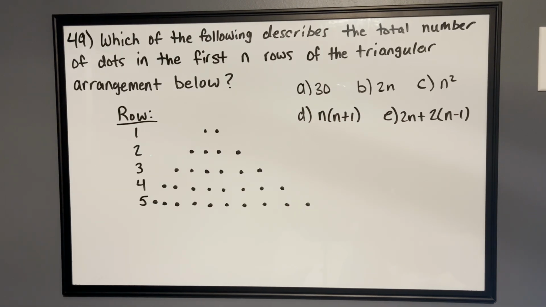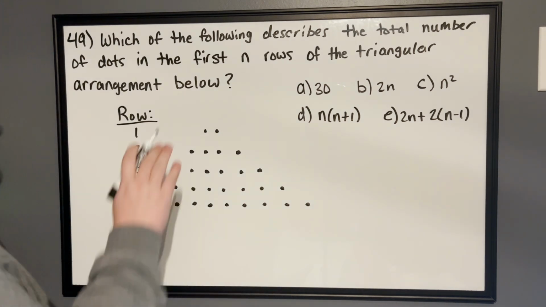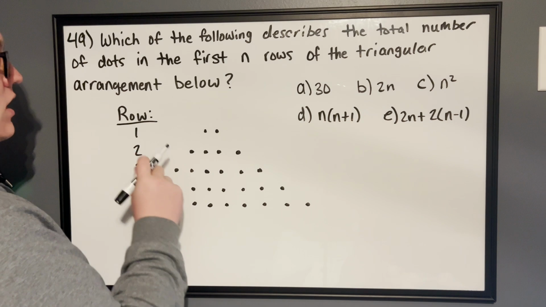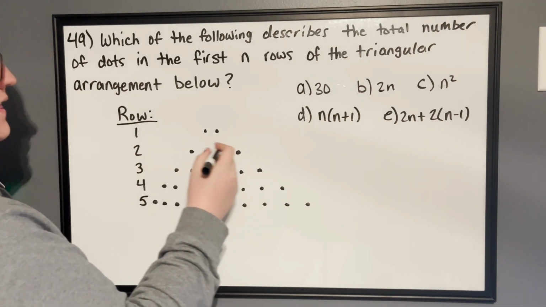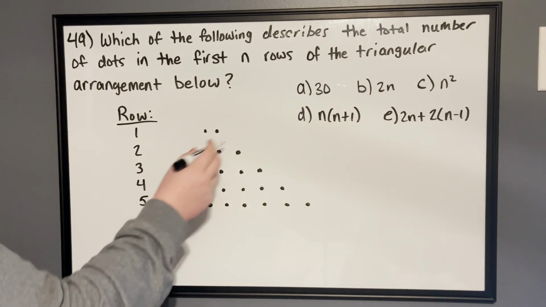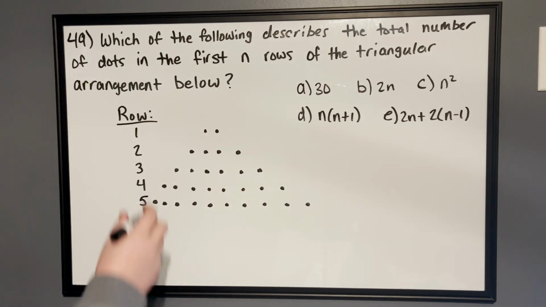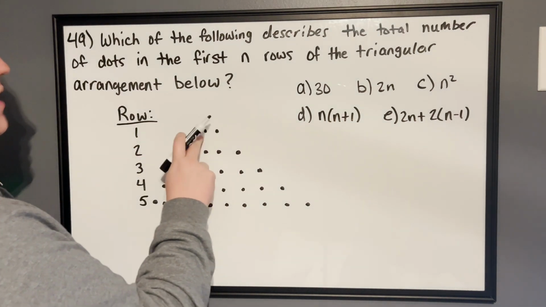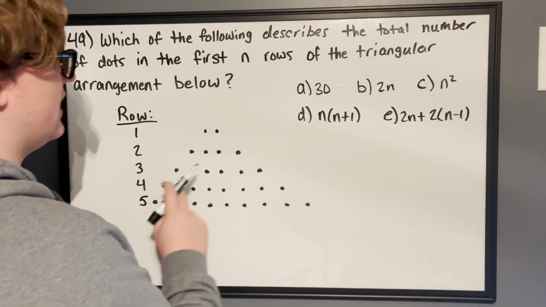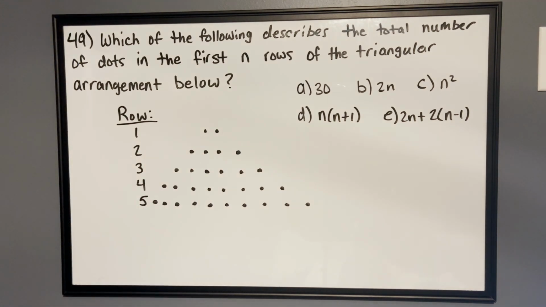All right, so here we have question number 49. It says, which of the following describes the total number of dots in the first n rows of the triangular arrangement below? So these are all formulas, and we're trying to figure out the total number of dots in the first number of rows. So if we set n equal to 2, well, then we're talking about the total number of dots in this one and in the row before it. So it's going to be 6 if n is 2. If n is 1, it's going to be 2 because there's only 2 dots. So n is 2 is 6, and then we're going to keep adding on for every row after that.